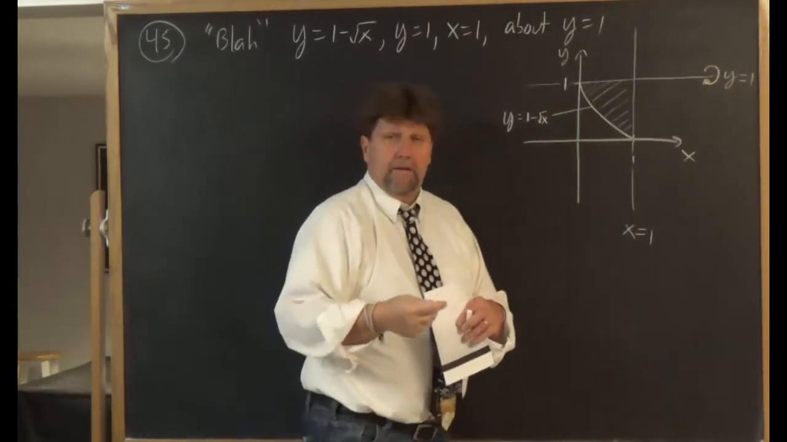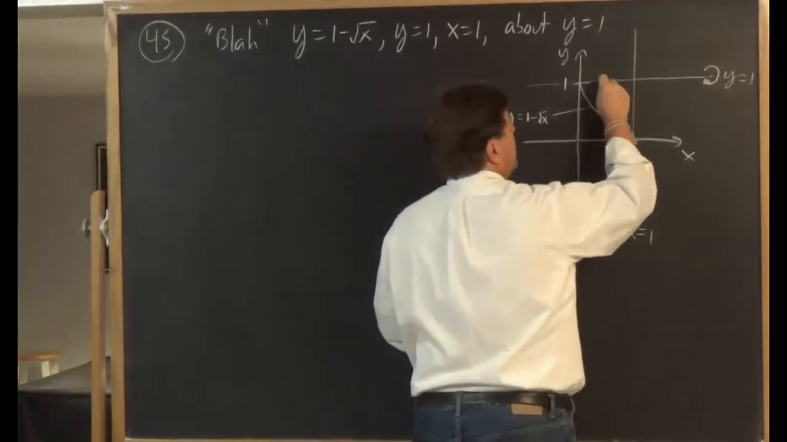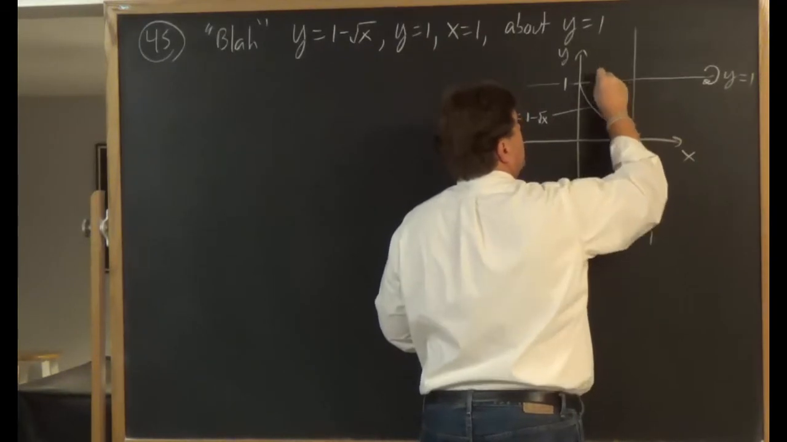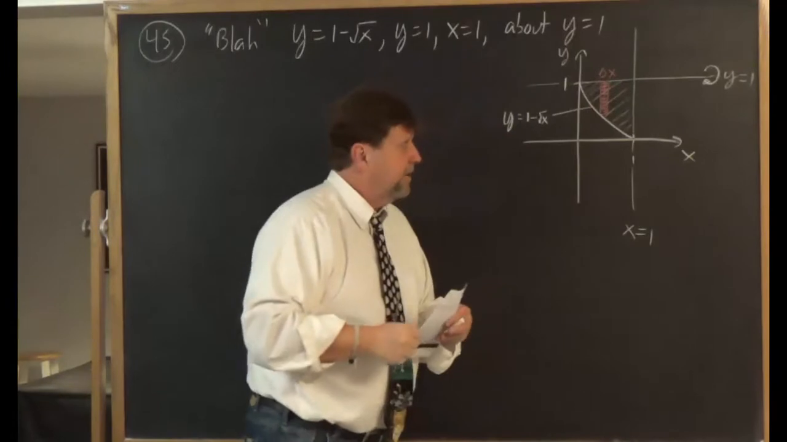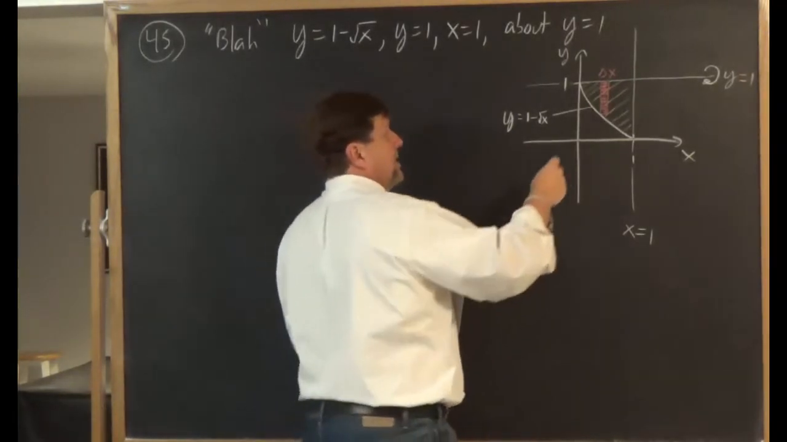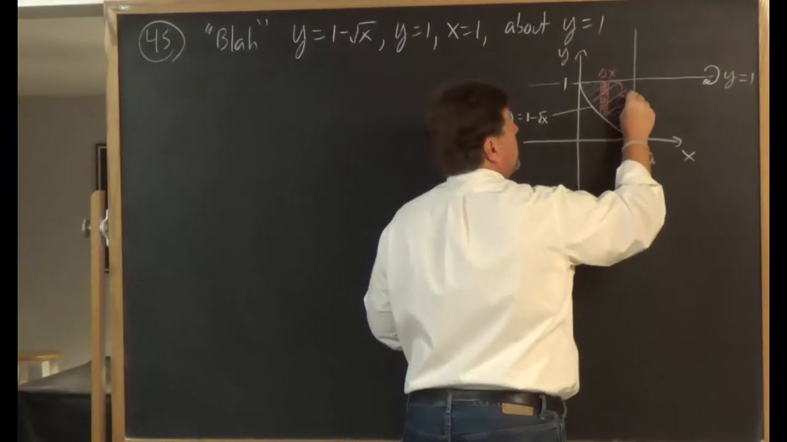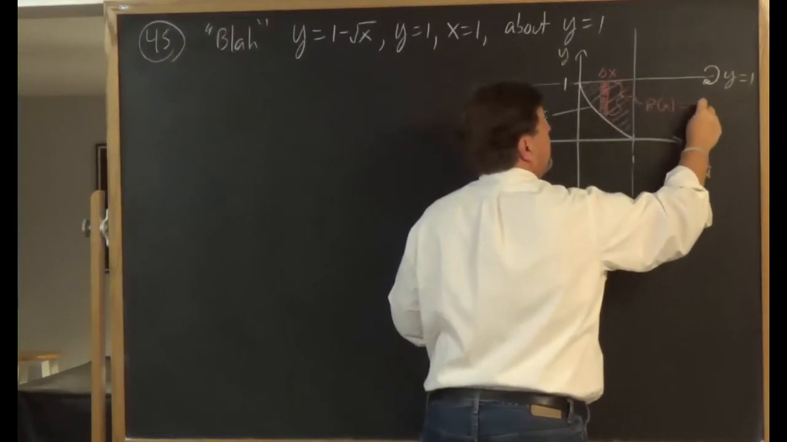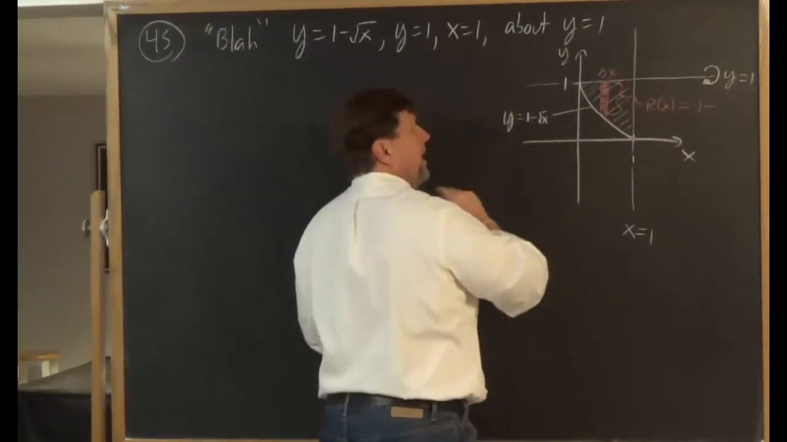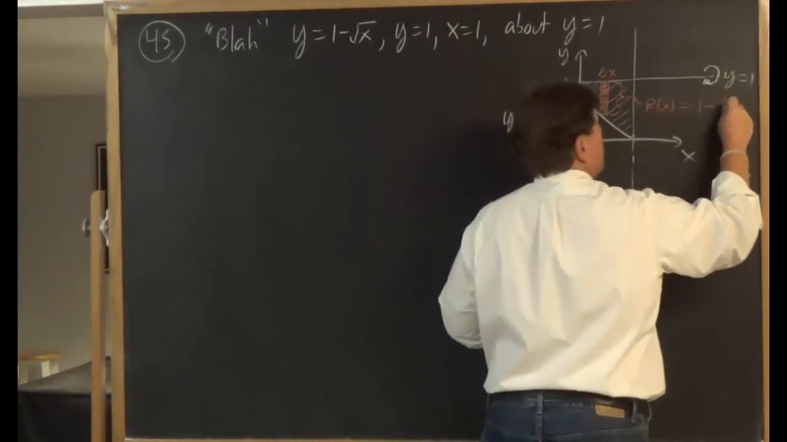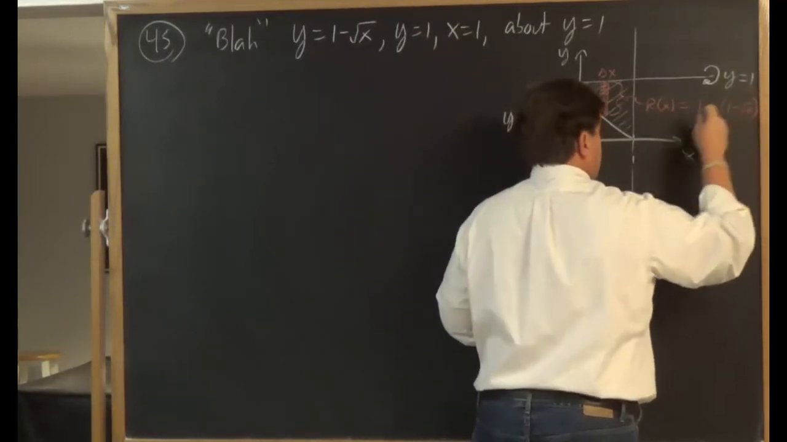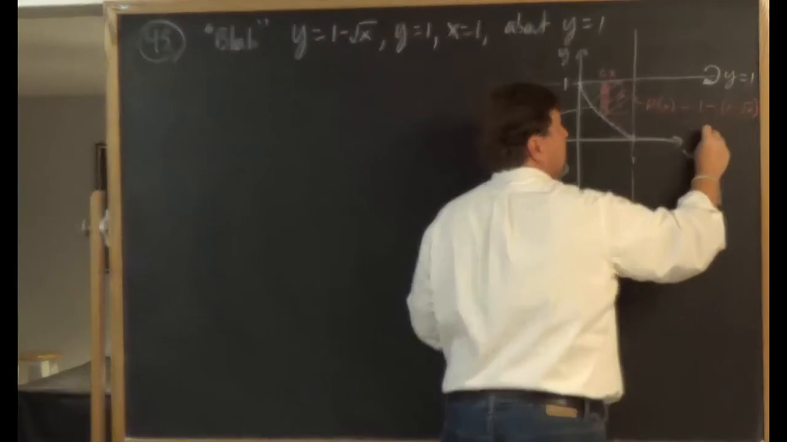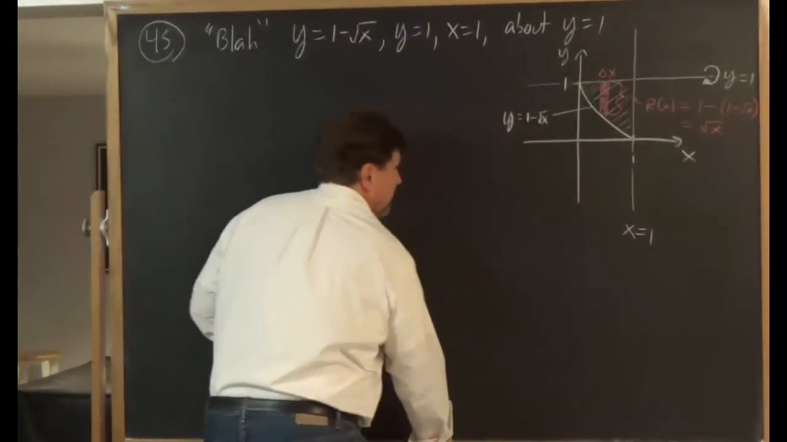So let me put in a representative rectangle. It would look like this. I kind of shade it. So that's square root x. Now the height of that representative rectangle, r of x, is the top curve, 1, minus the bottom curve. The bottom curve is the quantity 1 minus square root x, which, notice, simplifies to just square root x.